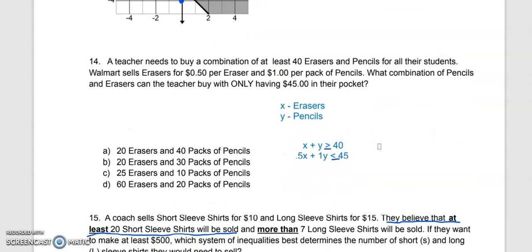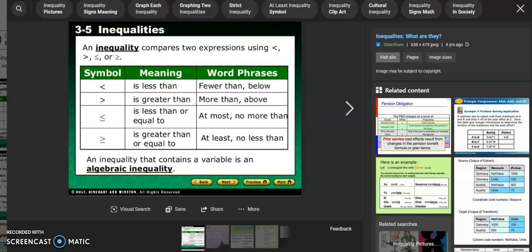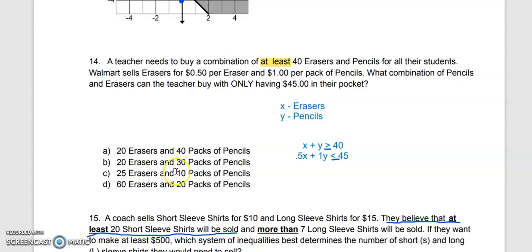A teacher needs to buy a combination of at least 40 erasers and pencils for all their students. Now this key word right here, at least, if you want to pause your screen and write these notes down, at least means that we have greater than or equal to, okay? So the pencils plus the erasers need to be greater than or equal to 40.